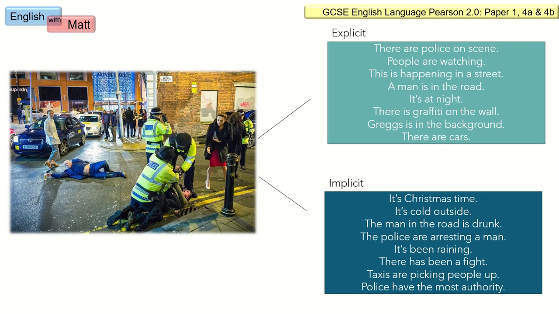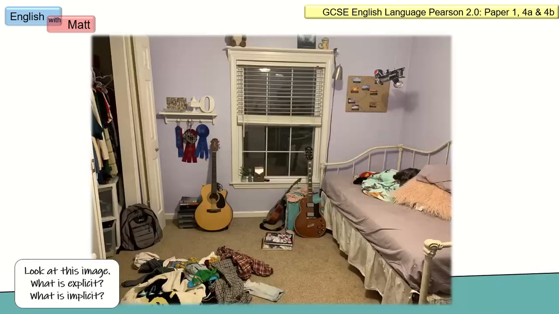The final image I want to show you is a bit of a different image. This time it's of somebody's bedroom. And again, you can pause this image now to write down a list of things that are explicit and a list of things that are implicit, or you can carry on watching and I can go through some of the possible answers.